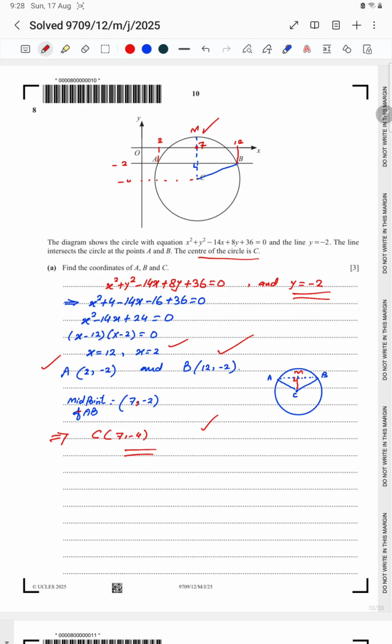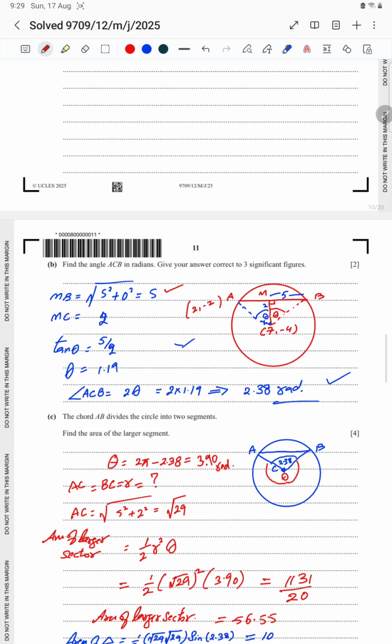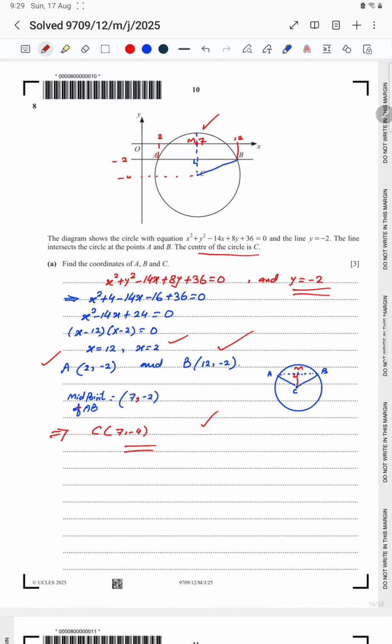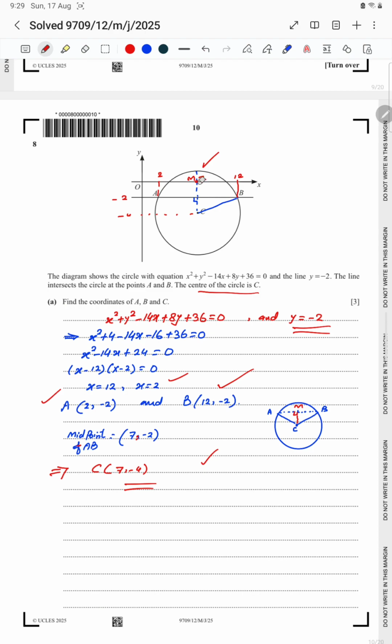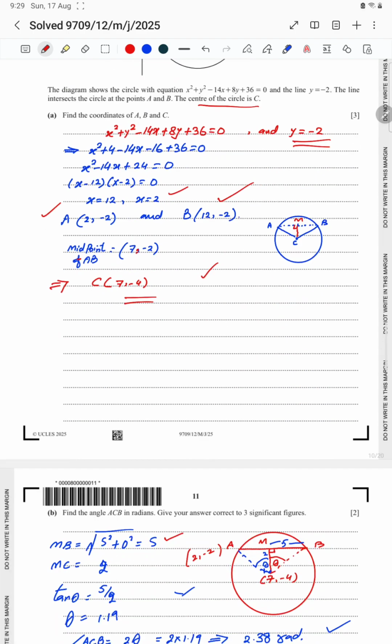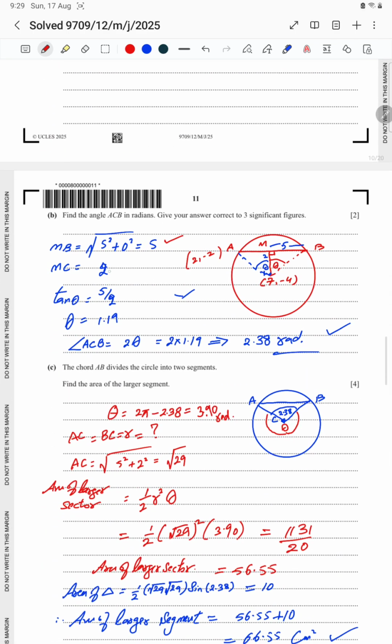M was at 7, and here it is M on the x-axis, and B is at 12. So the difference is 5 steps ahead. So I can get this length is 5. And similarly from M to C, M is here, this is 5. So M to C is 2 steps down. You can see the difference. So I wrote it here, MC is 2.